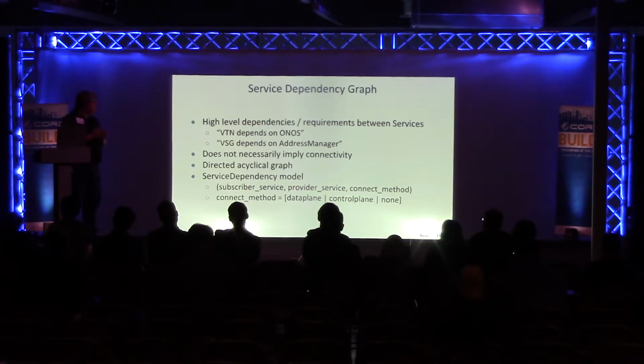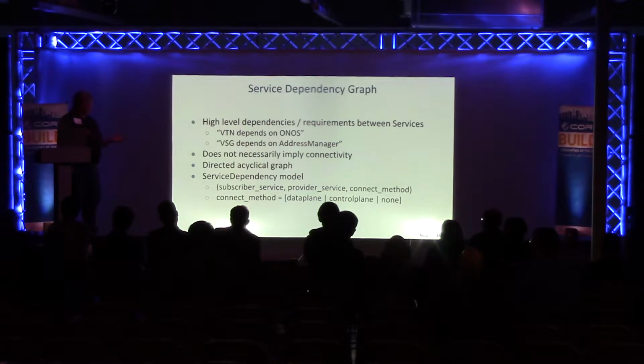Service dependency graphs don't necessarily imply connectivity. For example, there's no connectivity between VTN and ONOS. They're just components in the system. They just require one another. But sometimes they do, and we'll get into that in a moment.